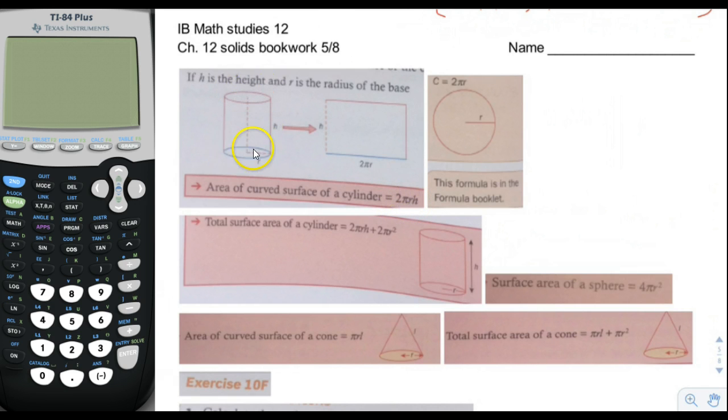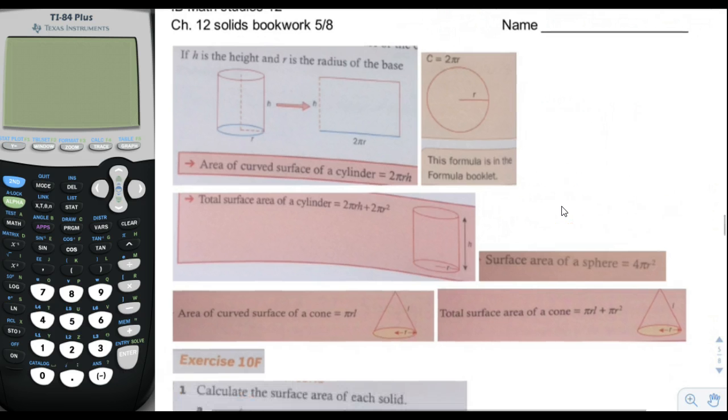What about the area of each of the two ends? It would just be pi r squared. So the total surface area would be 2 times pi r squared, because it's the top and the bottom, and we add it to the unrolled part, 2 pi r h. Okay? This is just reminding you that the circumference of a circle is 2 pi r. That's what we used to figure this out.